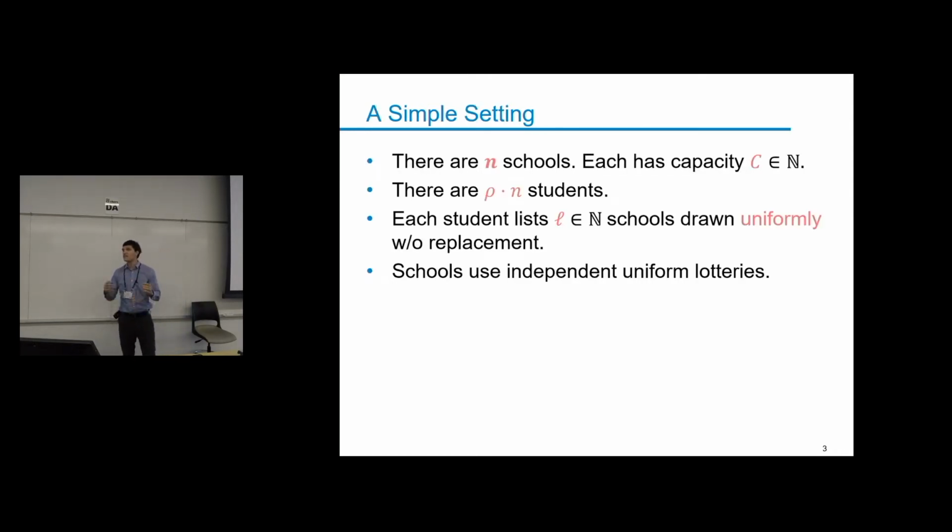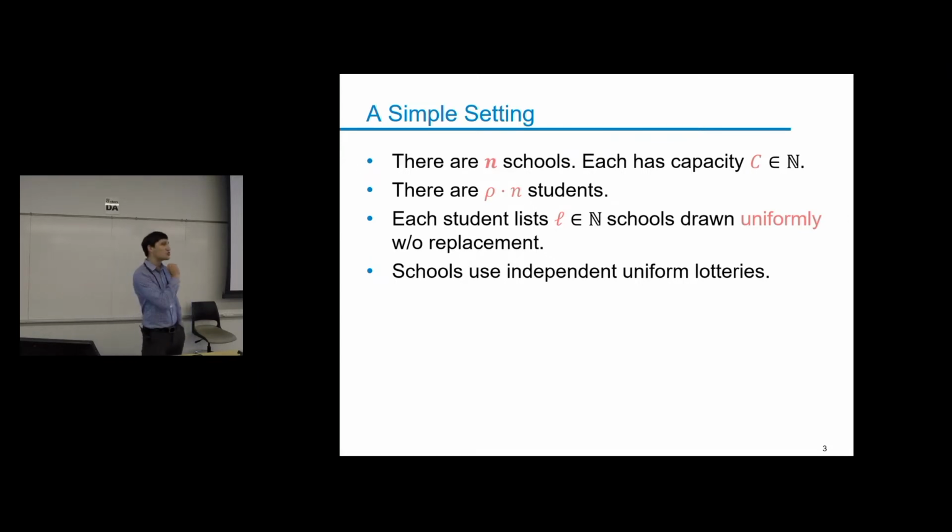Let's consider a very simple setting with random preferences and priorities as follows. So I have n schools. Each school has some capacity C. And I'm going to have ρn students. Now, if you want, you can think of C equals 1 and ρ equals 1 so that we have a balanced one-to-one random market. That's totally fine for this purpose.